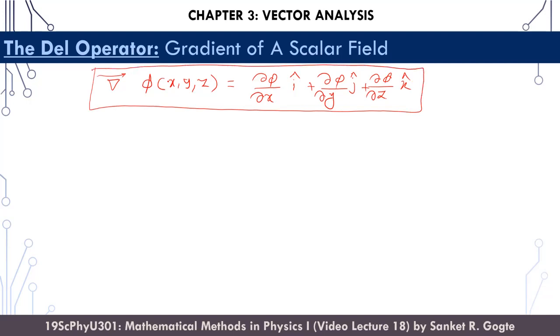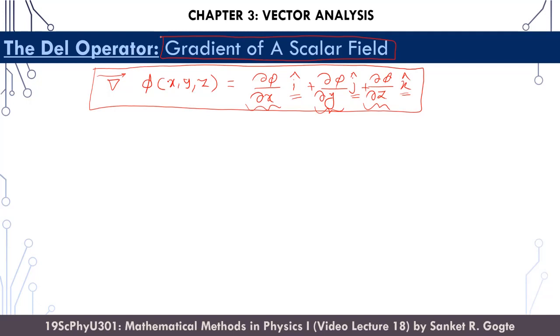This is a vector field because phi is a function of x, y, and z, and when we calculate these partial differentials, we will get three functions of x, y and z, which are multiplied by the unit vectors i, j and k, and therefore this will give us a vector field. That vector field is called the gradient of that scalar.